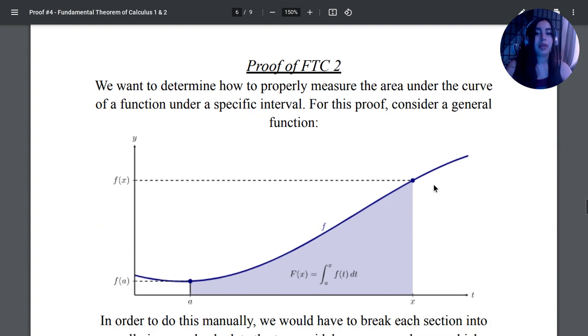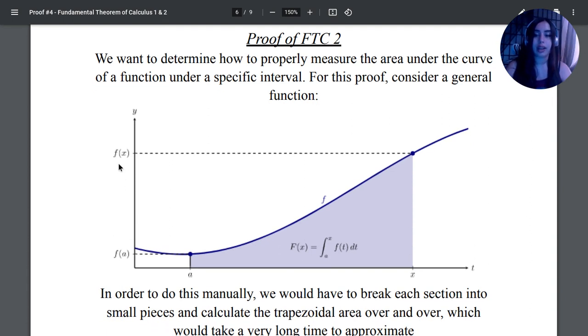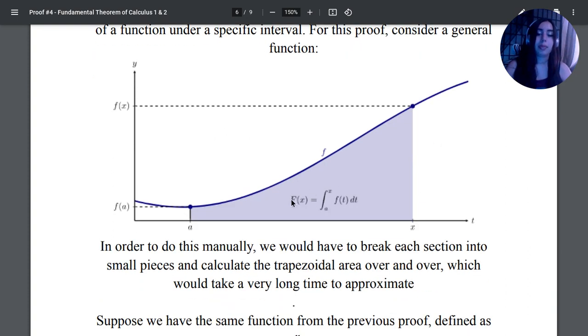Okay, so now we're going to get into our second proof of FTC. We want to determine how to properly measure the area under the curve of the function given a specific interval. So for this proof, we need to consider a general function f of x. So we have it right here. It does say a big F of x, but this should be an A.